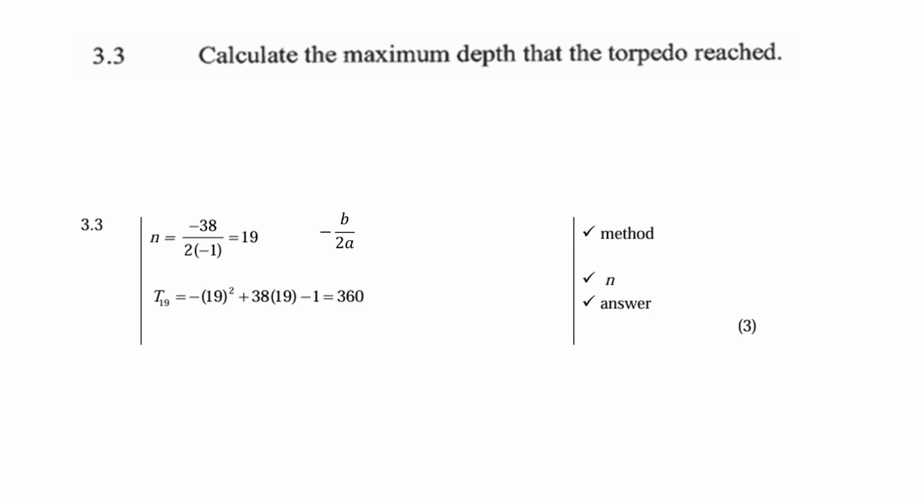Question 3.3. Calculate the maximum depth that the torpedo reached. Remember, this is a quadratic function, so therefore it is a typical parabola. And you recall, to find the maximum turning point of a parabola, we use negative b over 2a. And of course, b is 38, over 2 times minus 1, which is 19. Then we substitute this 19 back into the formula we've determined previously, and you'll get 361 meters.